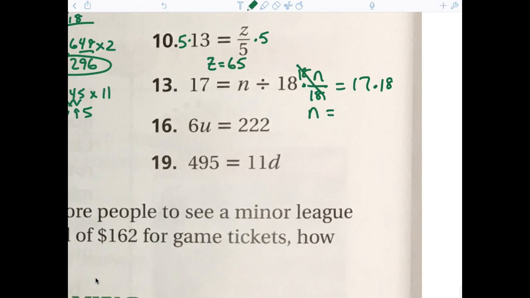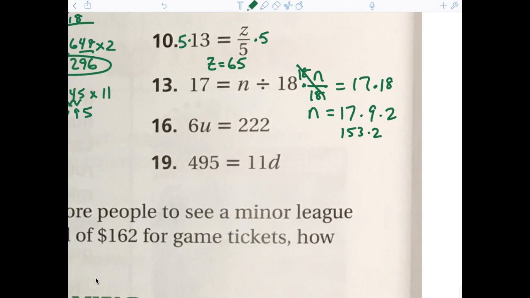So now n equals 17 times 18. I really don't like doing 17 times 18, so I say 18 is 9 times 2. Is everybody with me on that? All right. So now we're going to practice 17 times 9. What's 9 times 10? 90. What's 9 times 7? 63. So now 90 plus 63 is 153. Wow, that's nice.